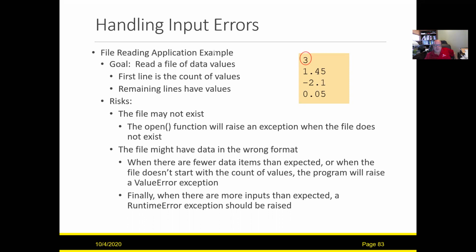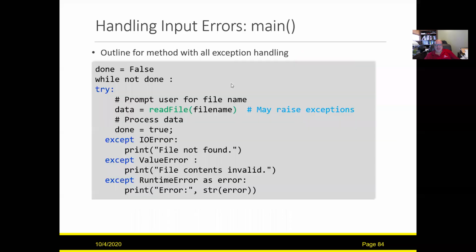The risk we are talking about here is that the file may not be there, and then the open is going to raise an exception. Or the file may be there, but we might have a wrong data format. So we can have fewer data or more data, more inputs. And of course, we can have characters instead of integers or numbers. So multiple things can happen here. Let's see how we're going to handle this.